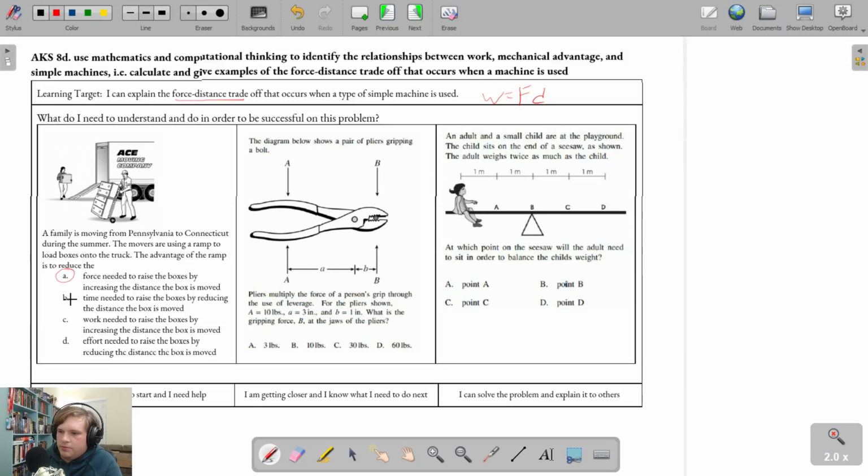Yep. But let's check the others. Time, don't care about time. Work needed to raise the boxes? Well, the work does not change. The work stays the same, so that's out. Effort needed, that sounds about right. To reduce the distance? Well, no, it increases. You now have to go up the entire ramp, so it does not reduce the distance. So our answer is A.